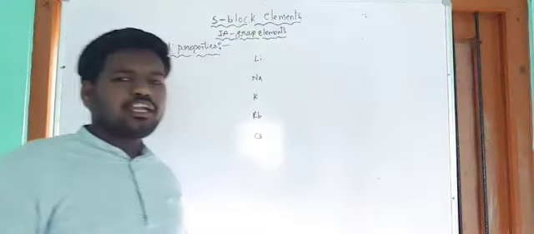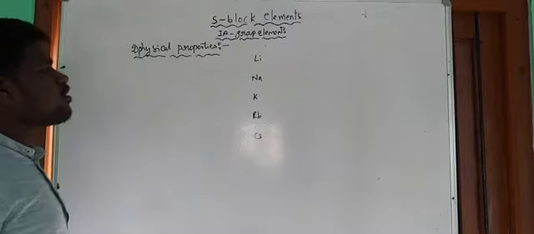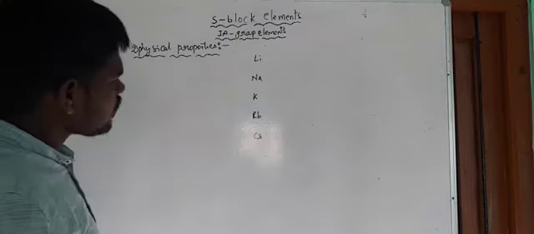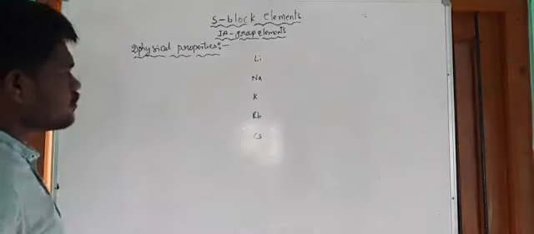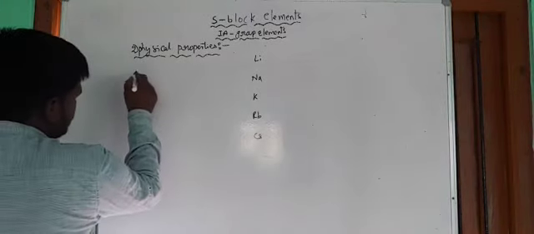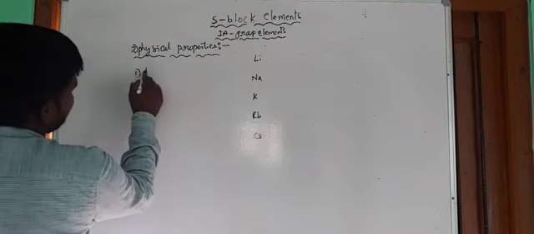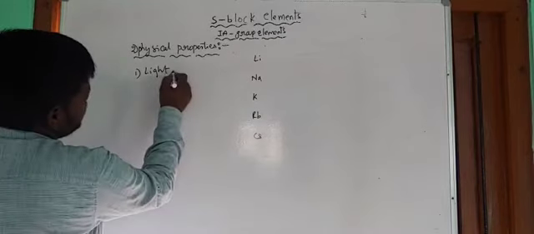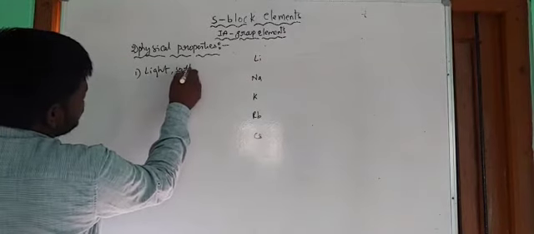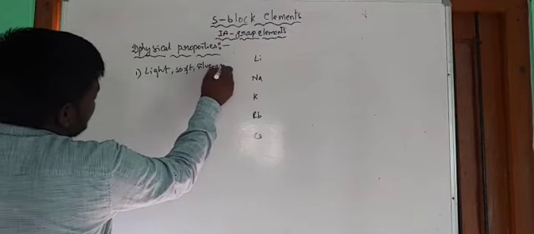Right, periodic trends are over, and next, the second topic: physical properties of the first A group elements. First, the elements present in the first A group are light, soft, silvery white metals.